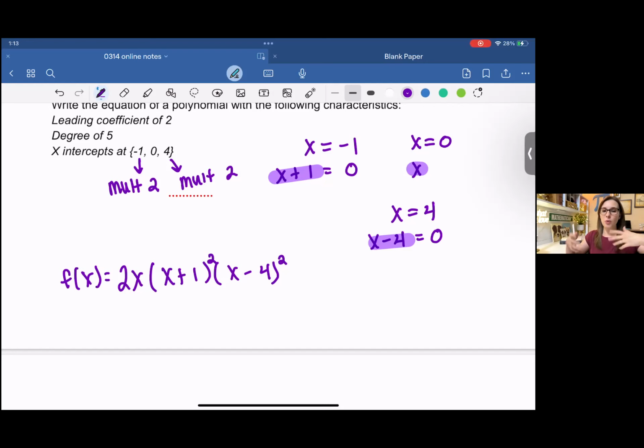So you just kind of work your way backwards there, manipulate the exponents on the factors to make sure that it adds up to a degree of 5. Don't forget your leading coefficient. And that's it. So this would be an odd degree, positive coefficient. And we could find the y-intercept if we wanted to, but this is all it asked for. So that's all you would do.